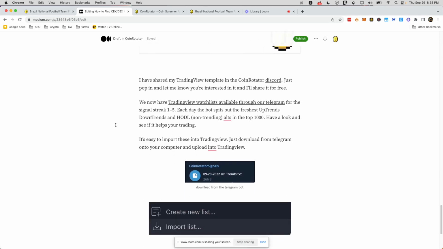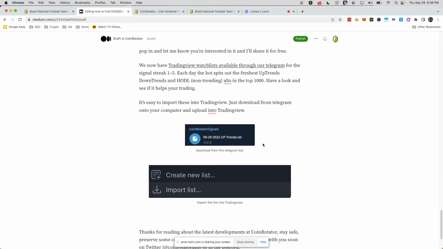Oh yeah, and one more thing, we do have watch lists which we set up. So if you go to our Telegram and want to download the daily fresh trends, you can upload those into your TradingView, and you can track those each day, looking for intraday setups or even weekly setups, as these signals don't change super fast.